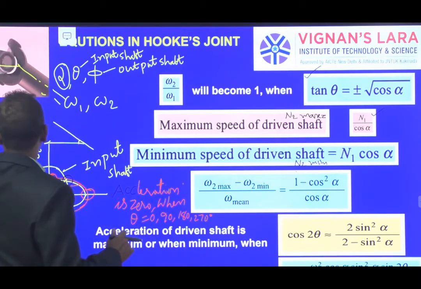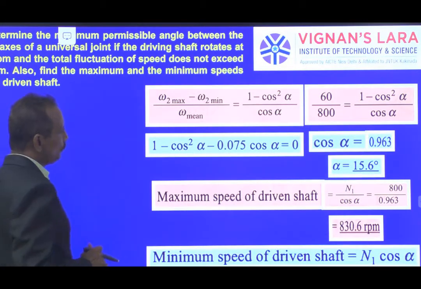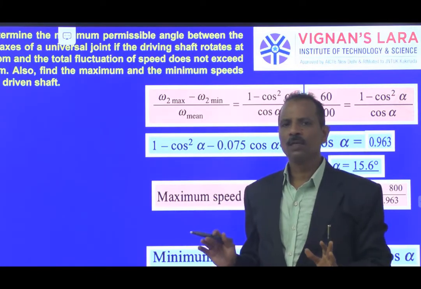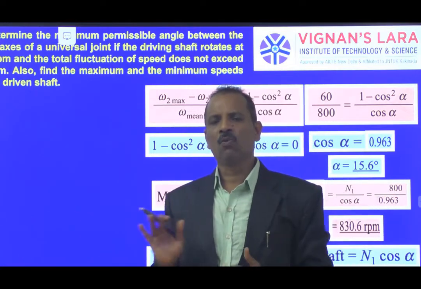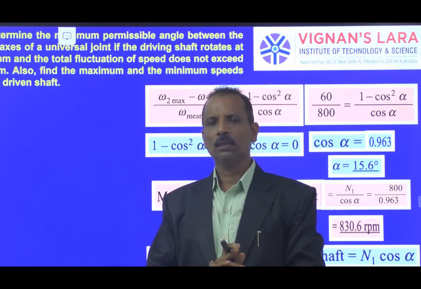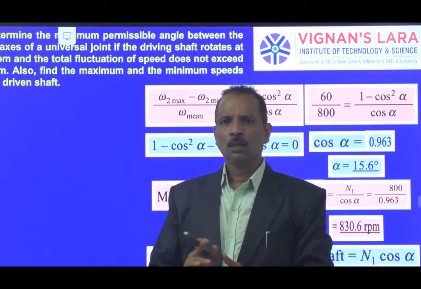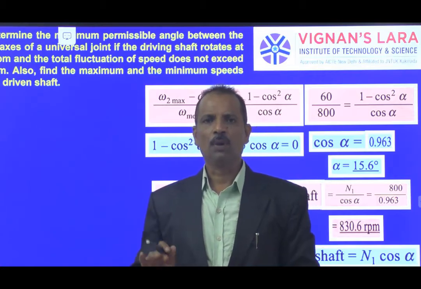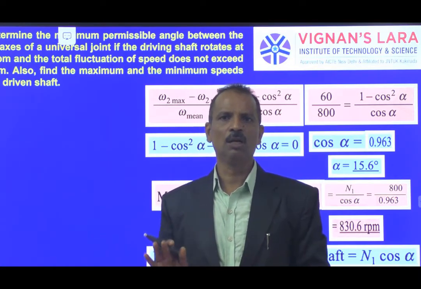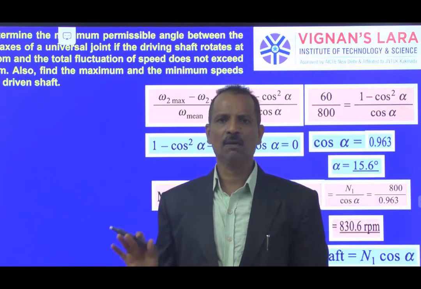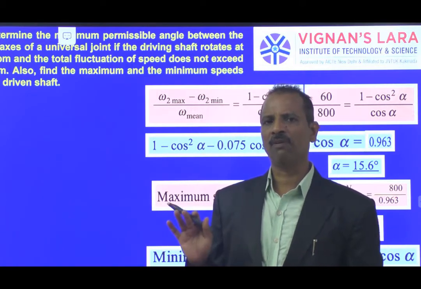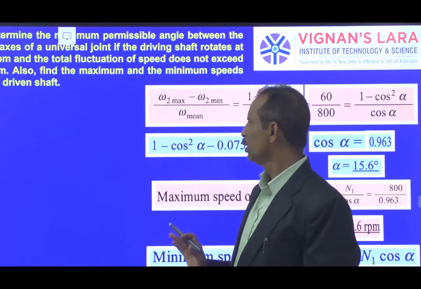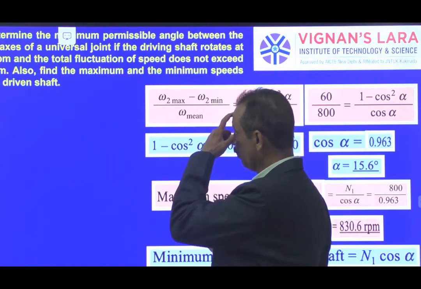Let us see one problem. So the problem is like this. In universal joint problems, if you are aware of the equations and the terminology, problem solving is very simple. It is only a matter of substituting the values appropriately in the required equations and obtaining the solution. That's it. So let us start with a simple problem.